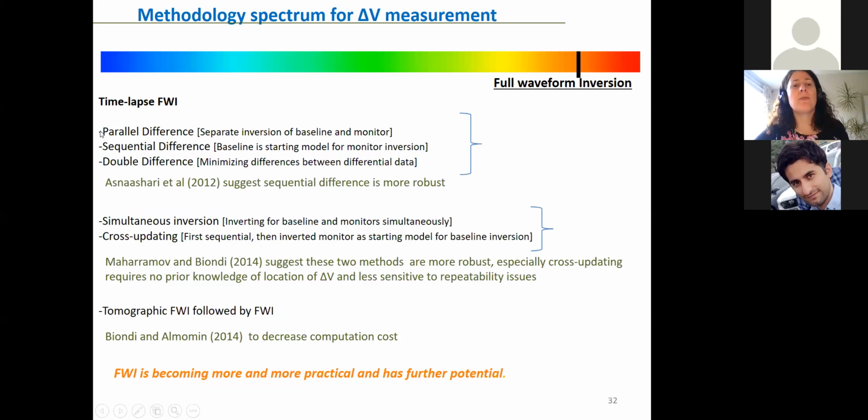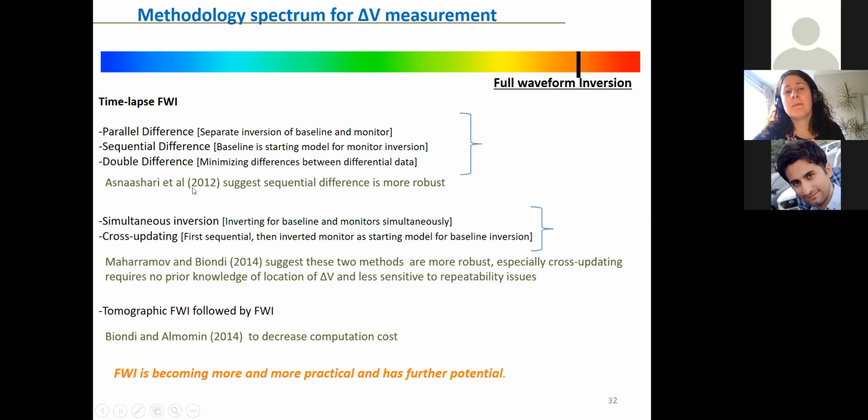So you could do, for example, a parallel difference, which means you're doing FWI for the baseline and for the monitor separately. You could do sequential, so you do your FWI for your baseline, and that velocity acts as a starting model for your monitor inversion. Or you could do a double difference, so you have the model parameters of multiple vintages in your objective function, and you're trying to minimize them.